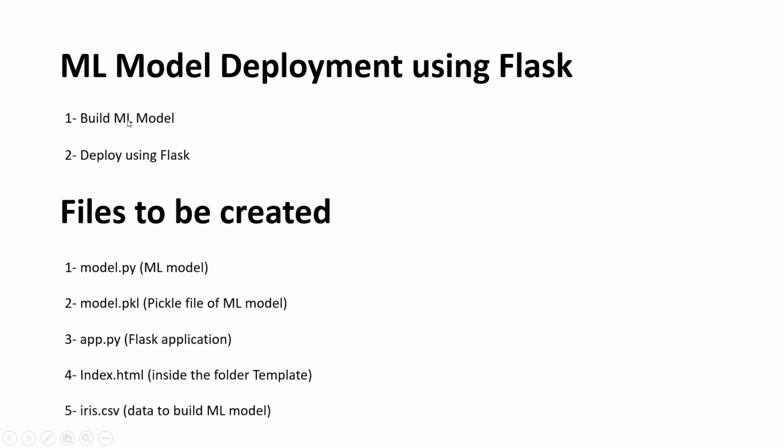And in the process of building and deploying, we will create several files. The first file will be model.py. This is going to be a Python file, and this file will contain our machine learning model. Once we create our model, we will convert this model into a Pickle object. Then we will make one Pickle file, that is the Pickle of our machine learning model. Then we will create one more Python file, app.py, and this file will contain our Flask application.